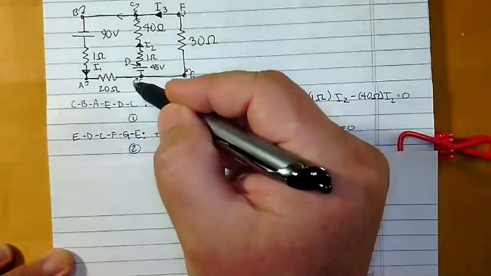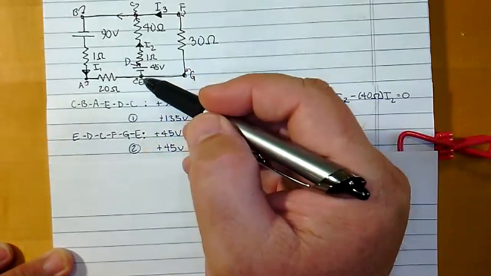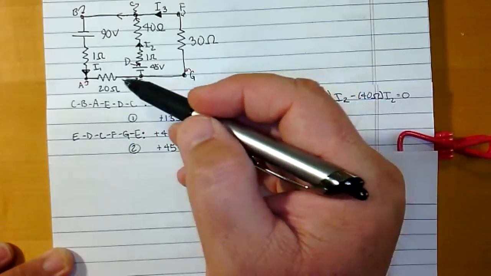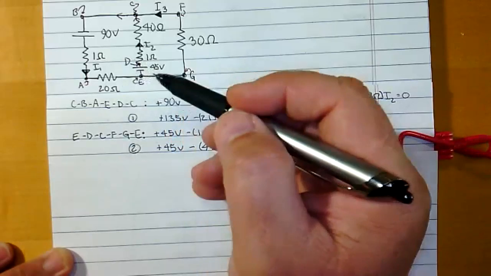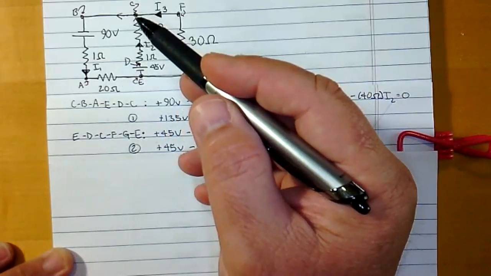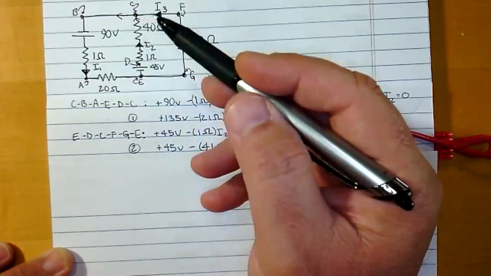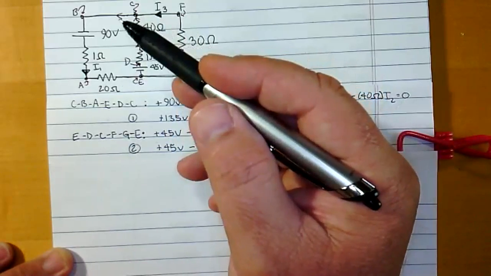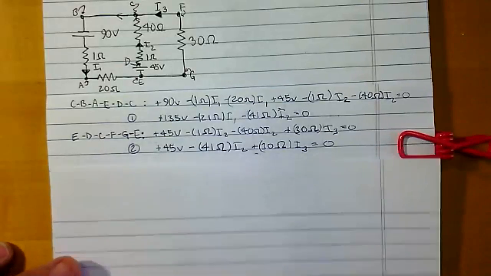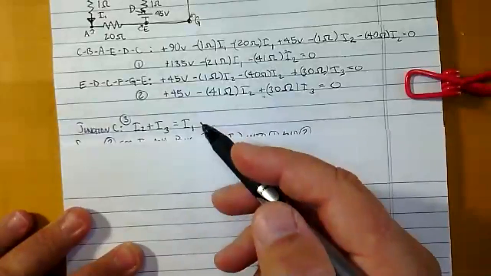I could use the junction at E. For instance, I could realize that I1 comes into E, I2 and I3 leave E. So I'd say I1 is equal to I2 plus I3, or I could do like I did do. I consider junction C, in which case I've got I2 and I3 coming in and leading to I1. So I'd write I3 plus I2 equals I1. So I2 plus I3 equals I1 is what we went with.